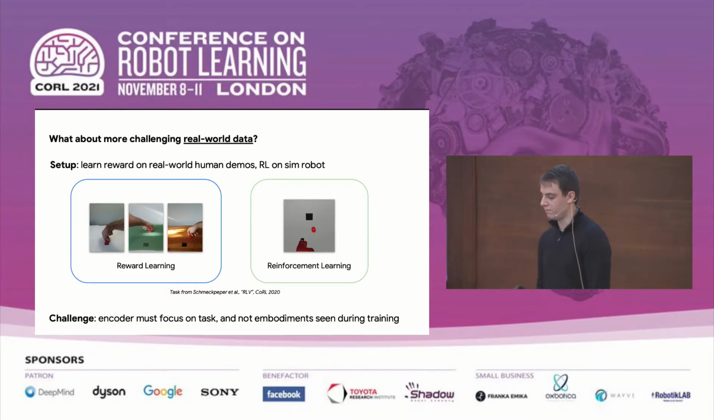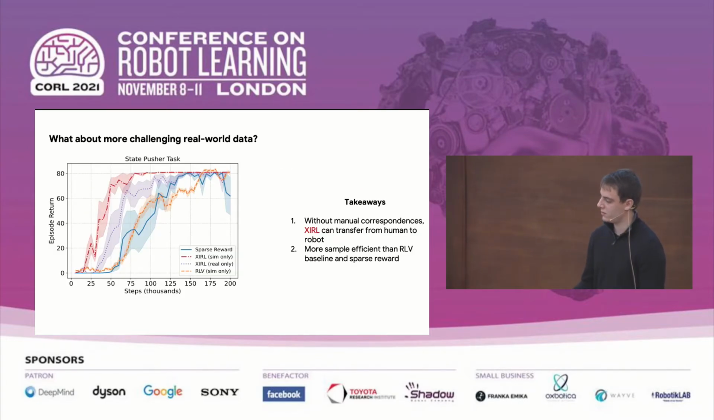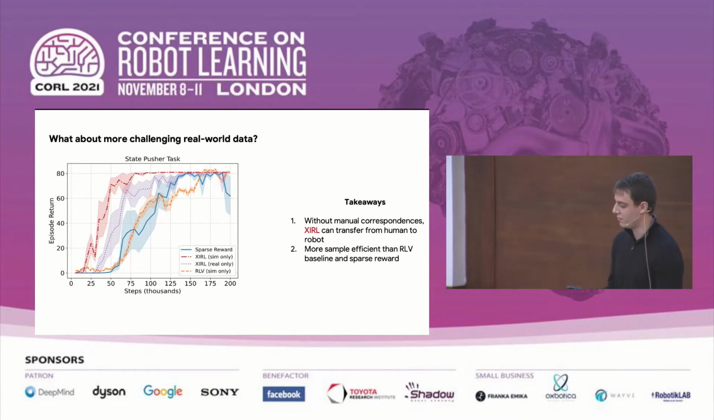We also tried a real world challenging setup, where we pre-train the reward on human demonstrations and then transfer to a simulated robot for a puck pushing task. Same storyline as well. Our policies here in red perform much better than baseline alternatives using the sparse environment reward.